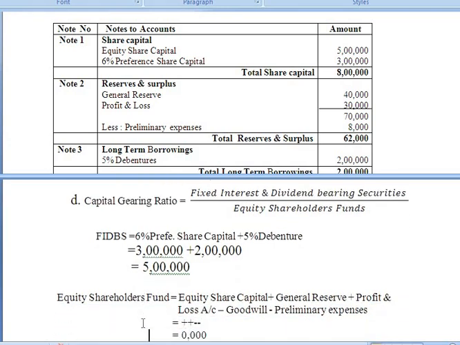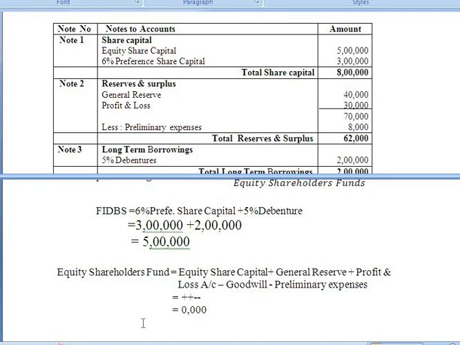Okay, next one, equity shareholders funds. How can we find out equity shareholders funds? Equity shareholders funds is equal to equity share capital plus general reserves plus profit and loss account minus goodwill and minus preliminary expenses. Which is nothing but from the total shareholders funds, if we deduct preference share capital, we will get the amount of equity shareholders fund. Okay, so we'll calculate here. Equity shareholders funds rupees 5 lakh. Check it over here, rupees 5 lakh.